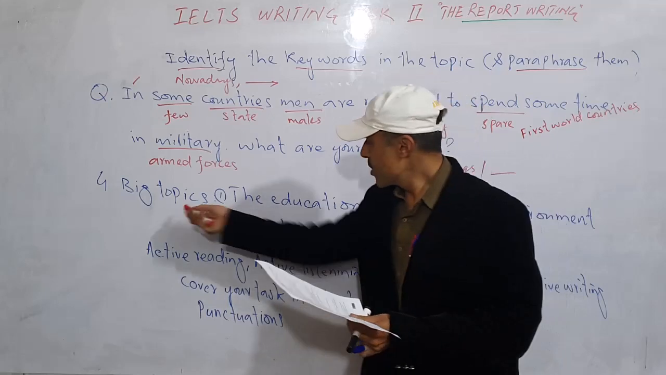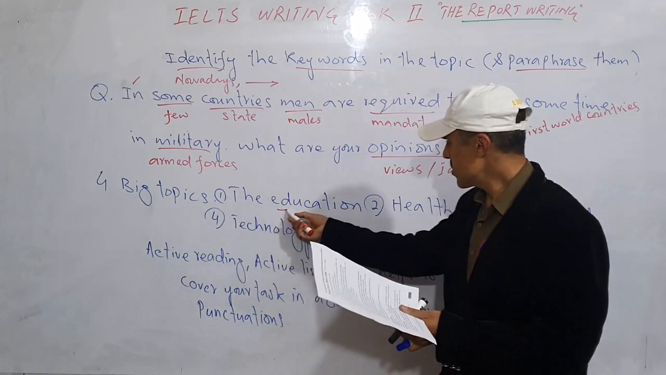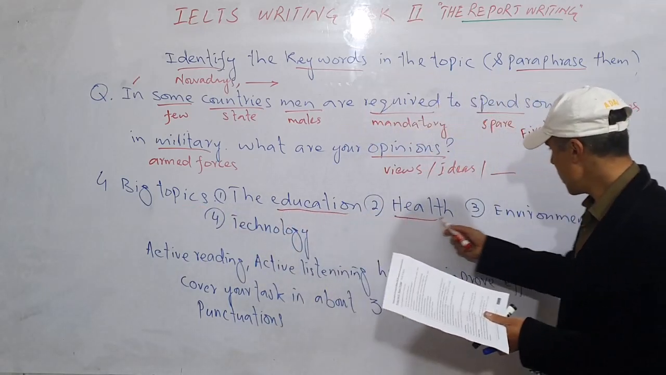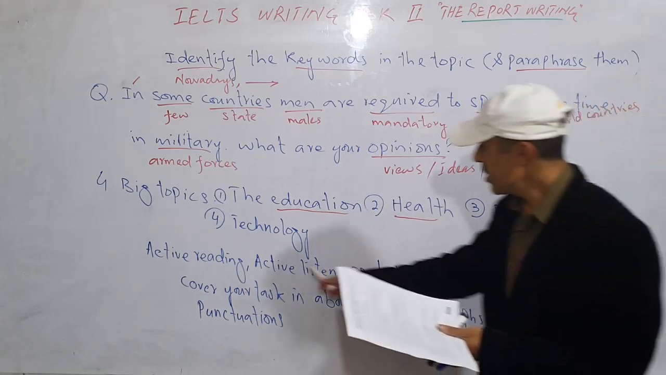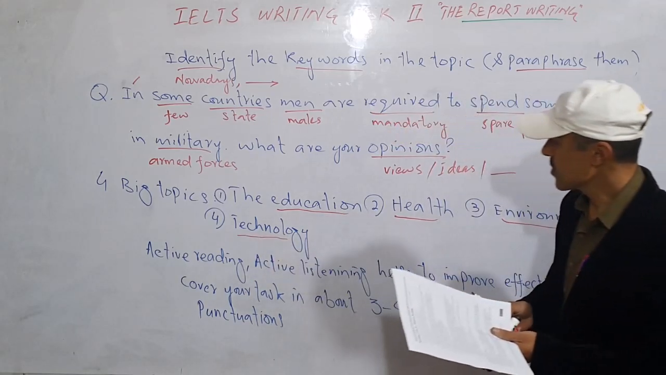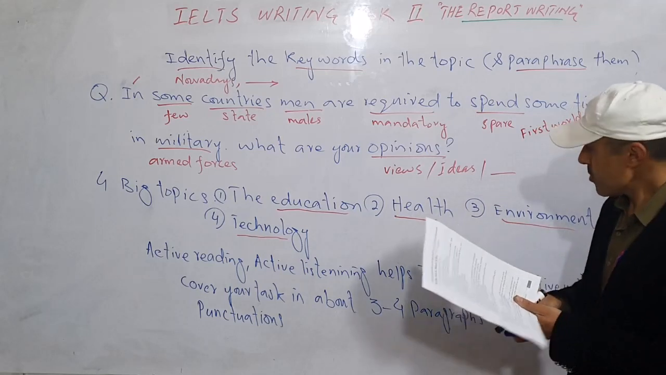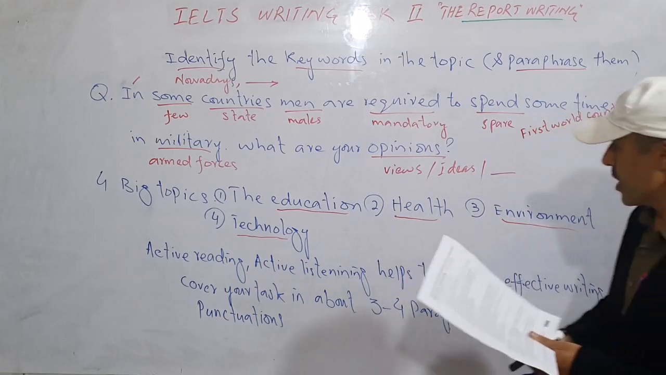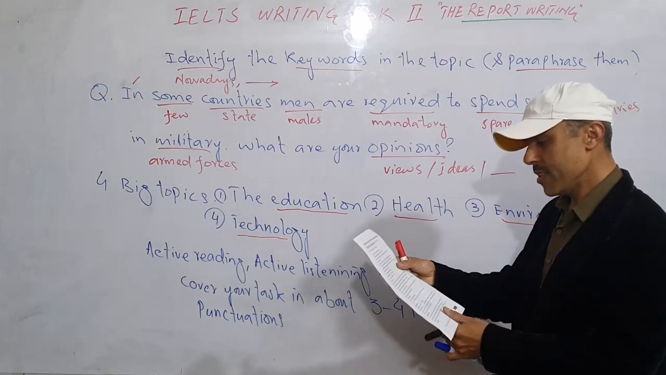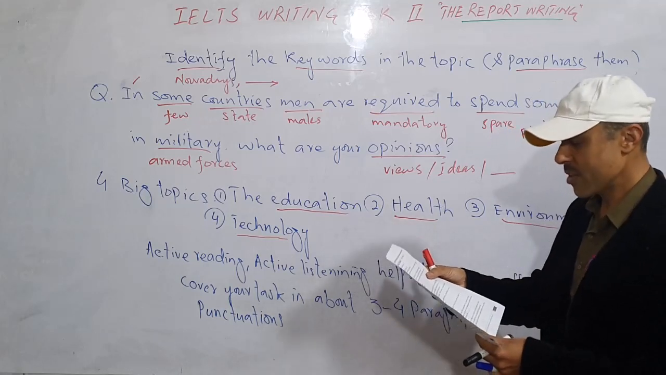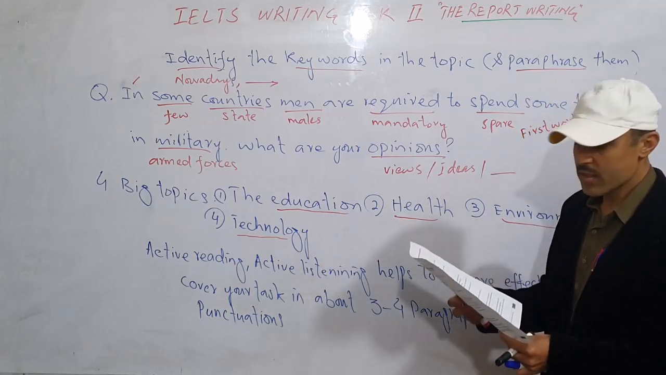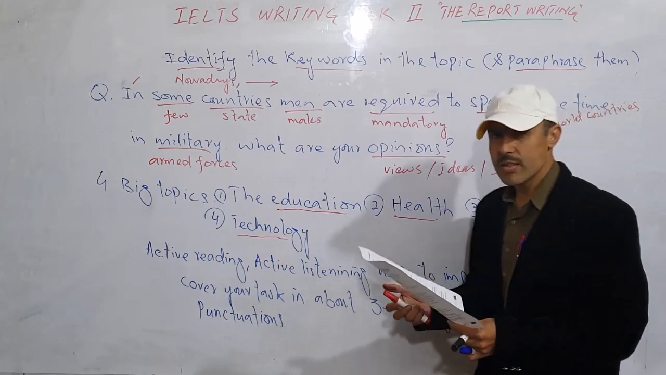Okay, so there are 4 big topics these days: education, health, environment, and technology. They can have some more topics: international developments, transport, crime, children. These are the topics that they often use.